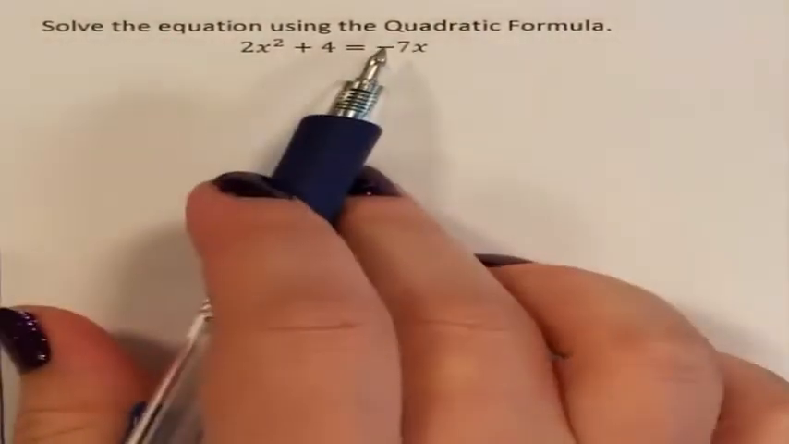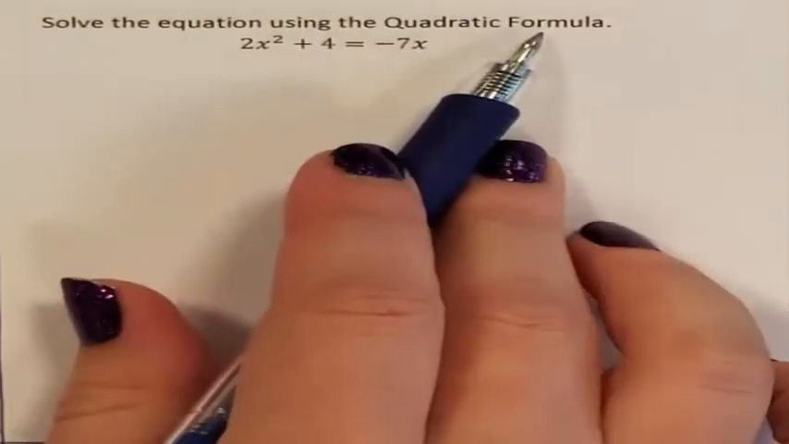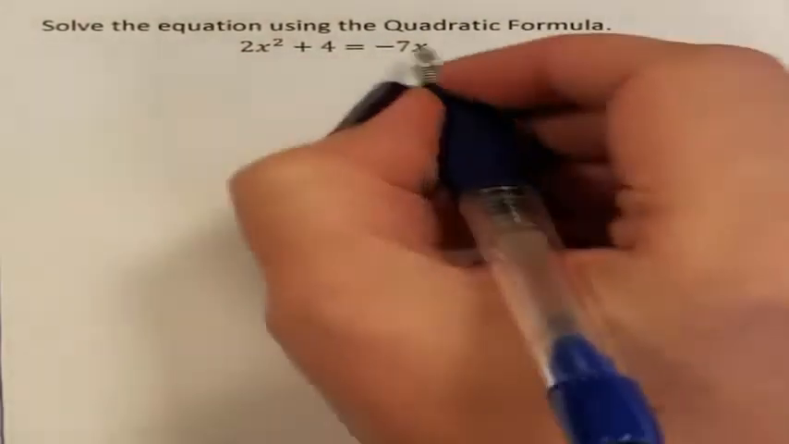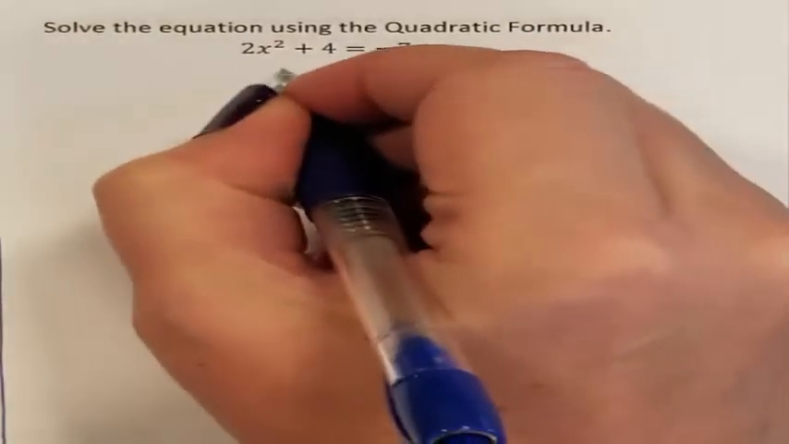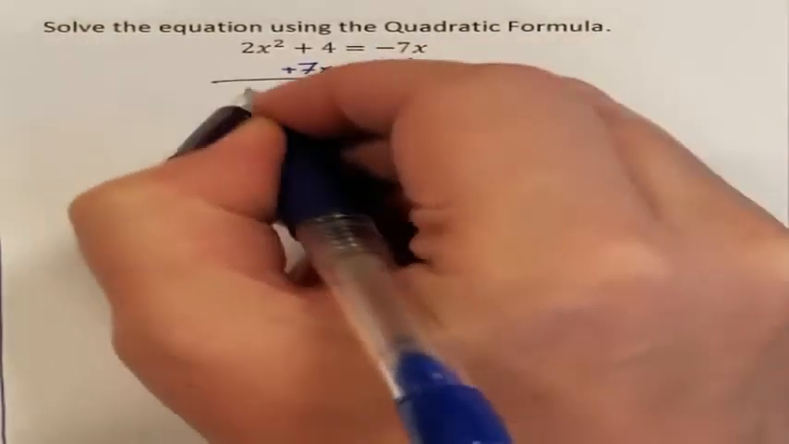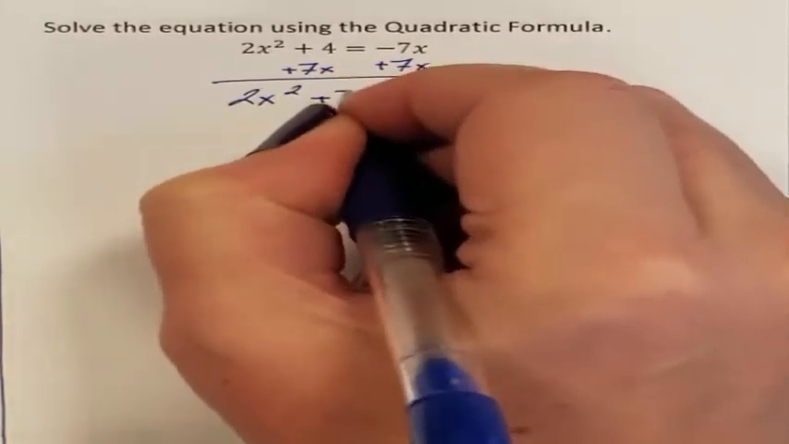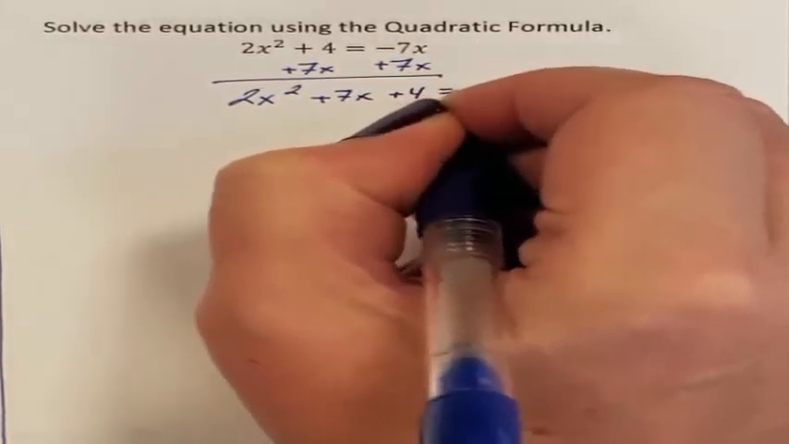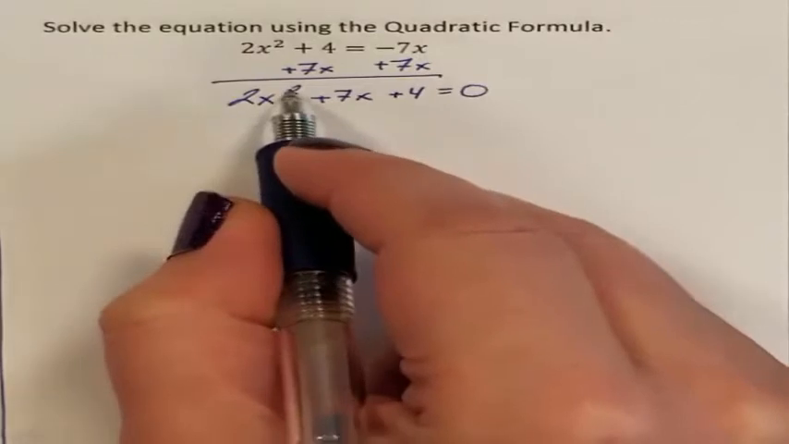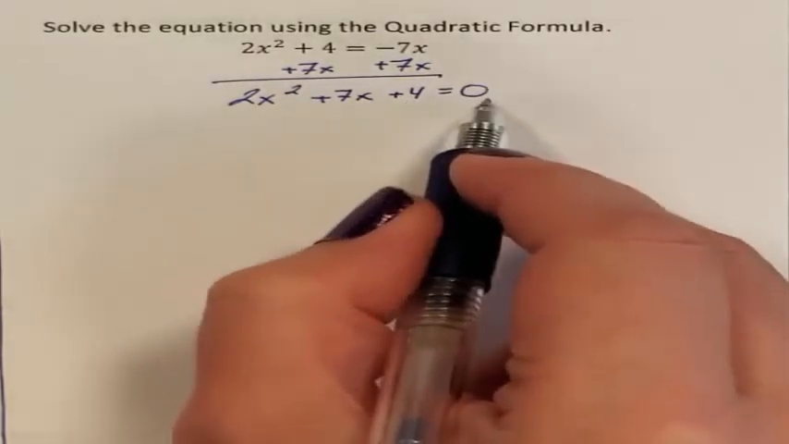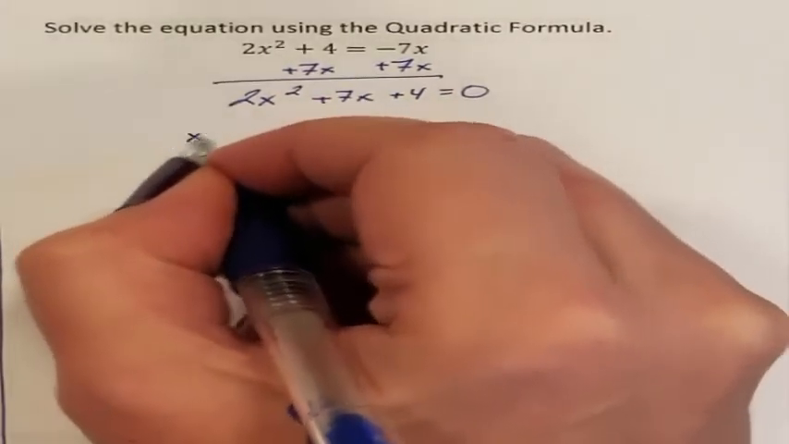Our next practice problem, we're supposed to solve this using the quadratic formula. It is not equal to 0. So the first thing we need to do is we need to make it equal to 0. So I have 2x squared plus a 7x plus a 4 equaling 0. Now that it is an x squared, x, no x, equaling 0, I can use the quadratic formula.